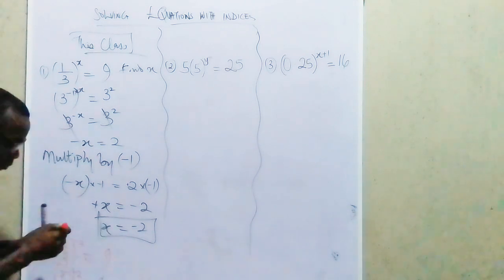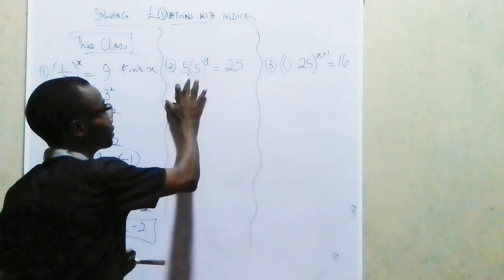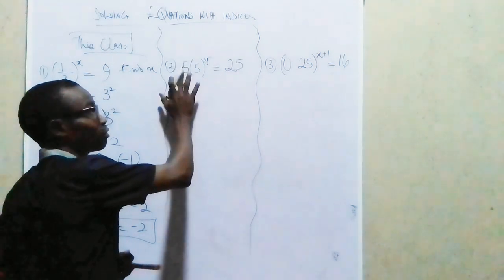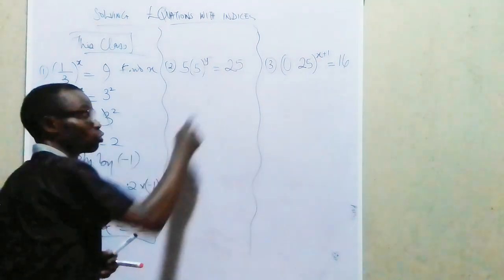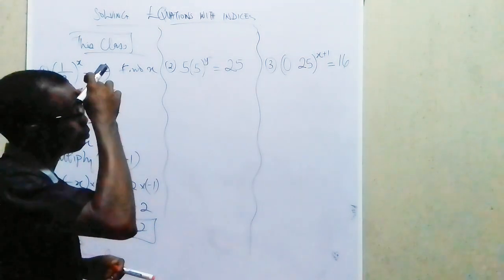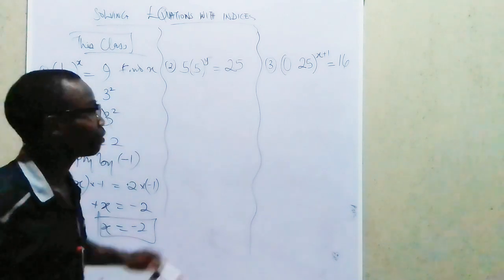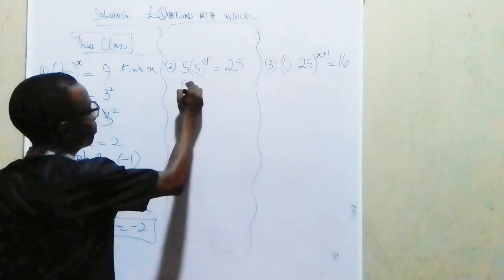So that solves it. Now, when we come to the next question, we have 5 multiplied by 5 raised to the power y is equal to 25. So what does that mean? Now, this is the product rule, the power of the product rule. Now, let's go here. We'll have this as 5.